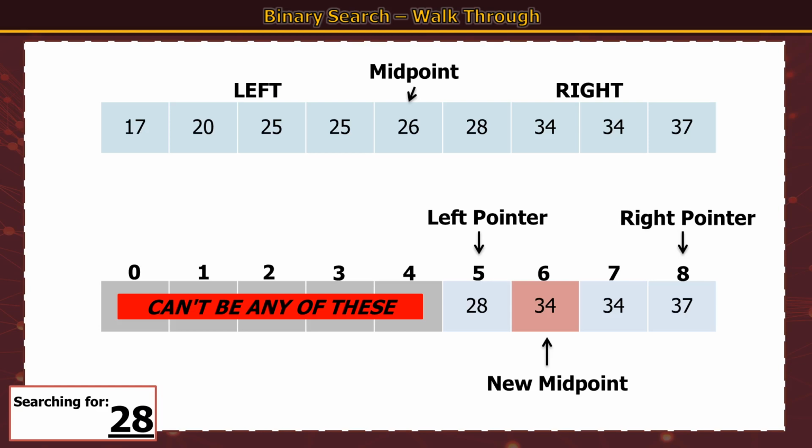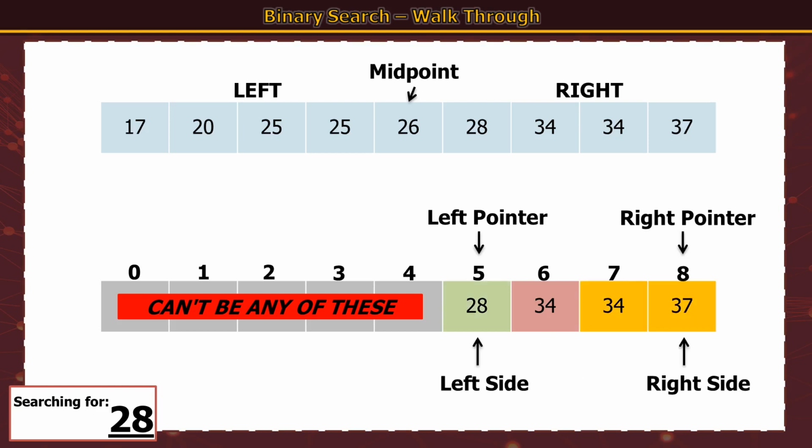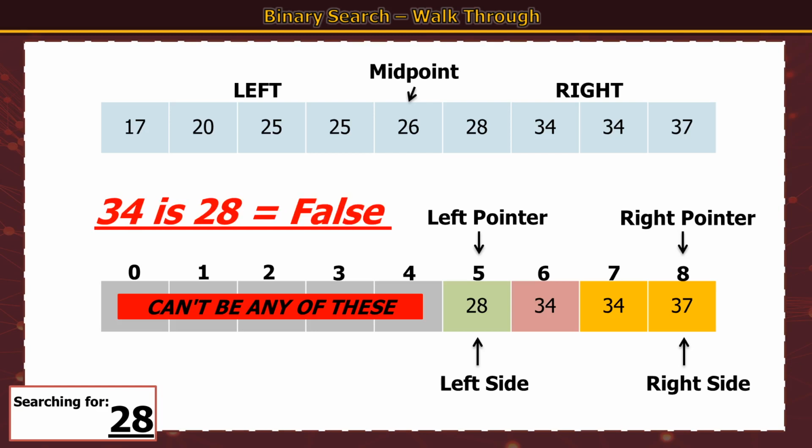We now need to put our left and our right on. So our left is highlighted in green and our right is highlighted in orange. Let's check if the midpoint of 34 is equal to 28. Is 34 equal to 28? False. So therefore, we know that 34 is greater than 28. So therefore, anything from this point onwards, the midpoint onwards, is too big to be the number we're looking for.